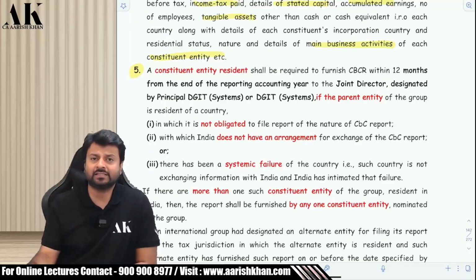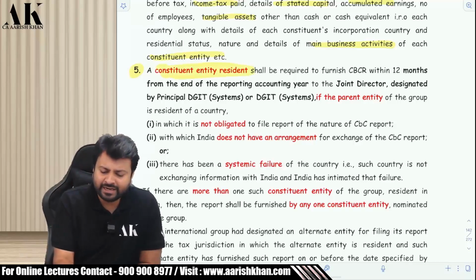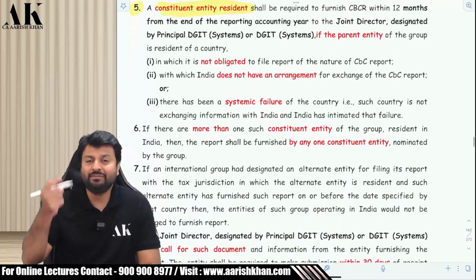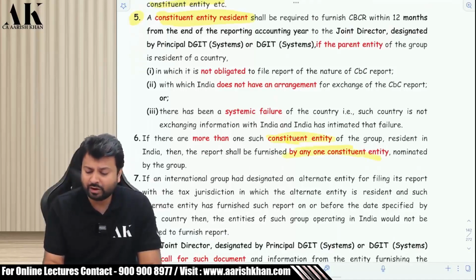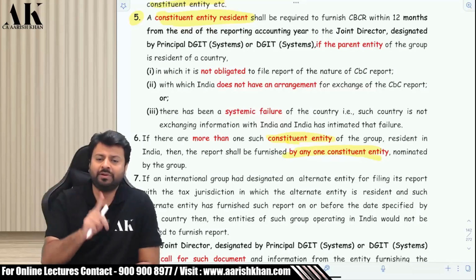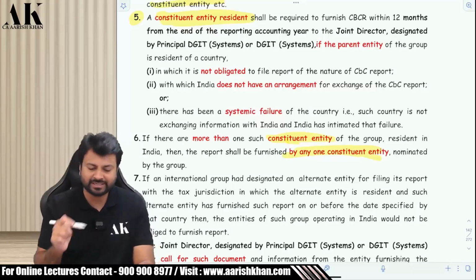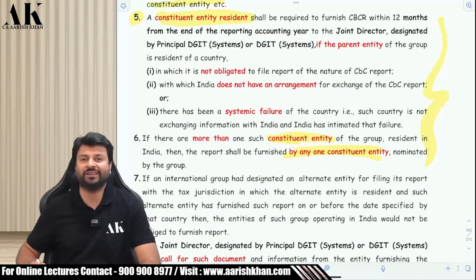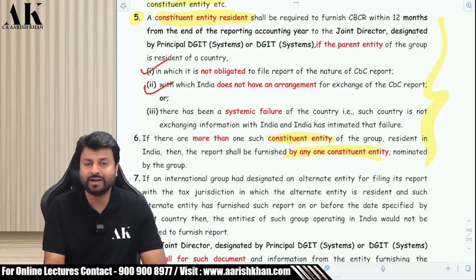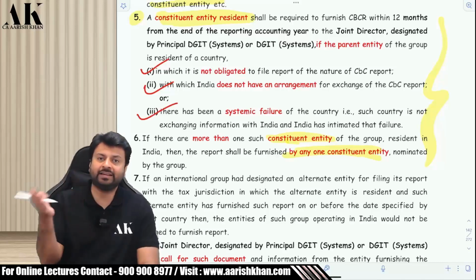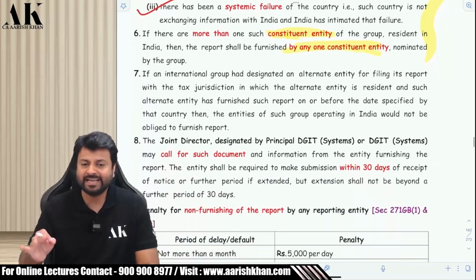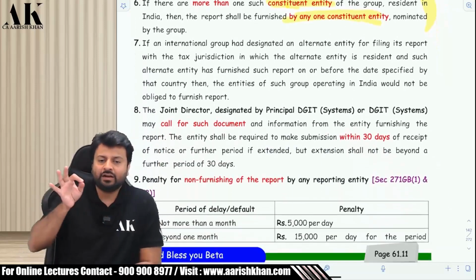In all the 3 cases, the Indian government says that the Indian entity, Sony India, will file CBCR. And if there are more than one constituent entity, then the group will nominate one entity in India. Suppose there are two subsidiaries in India of Sony, then the group will nominate one of them to be responsible to file CBCR. Check it please. This is what point number 5 and 6 has to say. So there are three problems which I have raised: no concept of CBCR, no agreement, and a systemic failure in sharing the information. So in these three cases, Sony India will file the CBCR. Okay. Next. Again, I have to make a triangle of three countries.